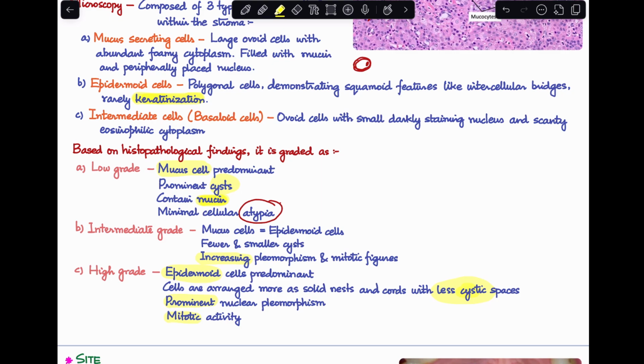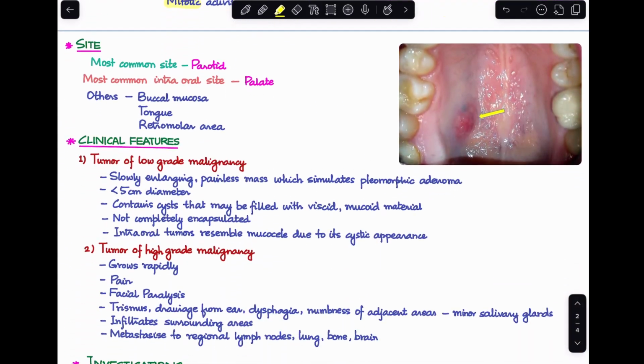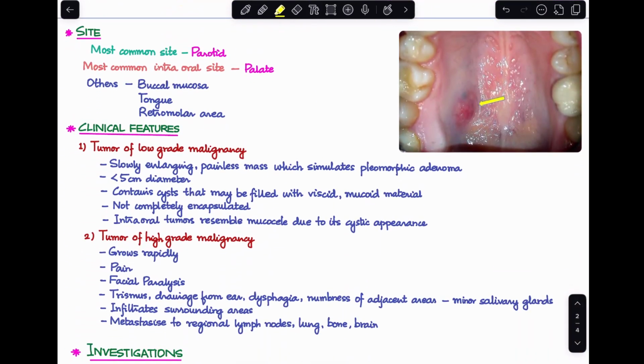Next, let's talk about where this tumor usually arises. What are the more common sites? So the most common site overall is the parotid. But if we had to ask what is the most common intraoral site, in that case, it would be the palate. The parotid is the gland that is involved most of the time, in about 70 to 80%. And in other cases, the minor salivary glands are involved. Other than the palate, it can involve the buccal mucosa, the tongue, and the retromolar area.